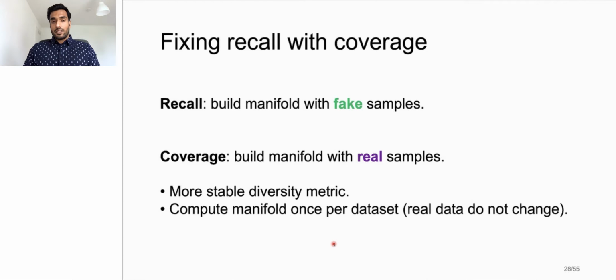Now let's fix our diversity metric. For recall, we calculate our metric on a manifold of fake samples. With coverage, our proposed metric, we instead build a manifold on the real samples. This has the first benefit that this is more stable, as this is not changed over different checkpoints. And this manifold is computed only once per data set, so for every model and every checkpoint, you're always comparing against the same thing.